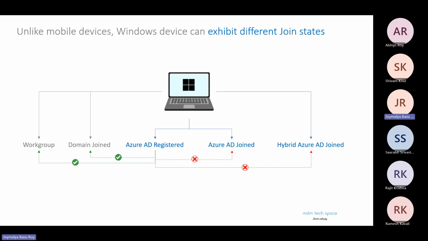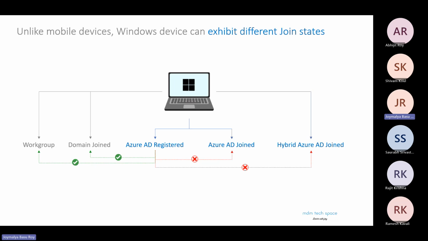But if a device is Azure AD joined or in a hybrid Azure AD joined state, I cannot go into settings and connect a work account there. It won't get registered. So these are all the different join states a Windows device can live with.